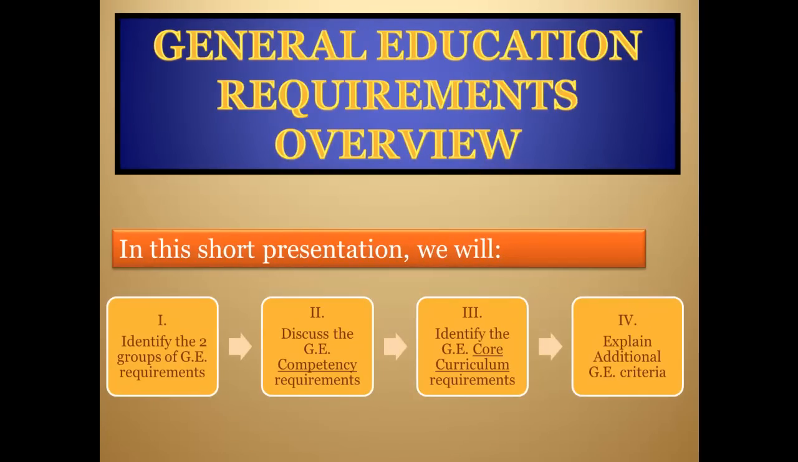In Part 2, I will identify the two groups of requirements that make up general education. These are the competency requirements and the core curriculum. We'll discuss each of these in the second and third section of the outline. Lastly, there are three additional requirements within general education that need to be completed. I'll briefly explain each of those as well. At the end of this presentation, you'll be provided with a list of recommended classes that are offered in the OPS program, which will help you to meet the Gen Ed requirements.